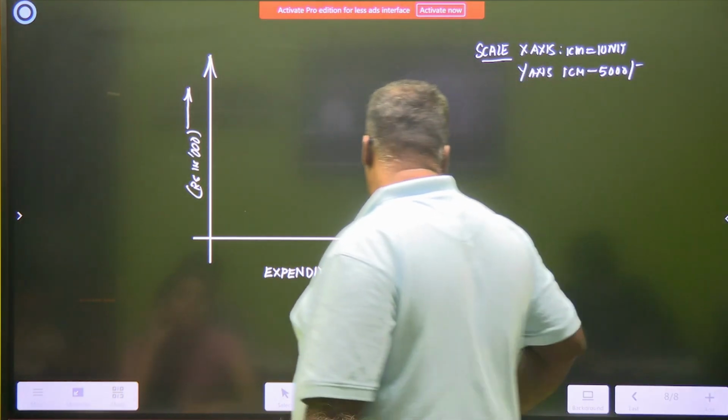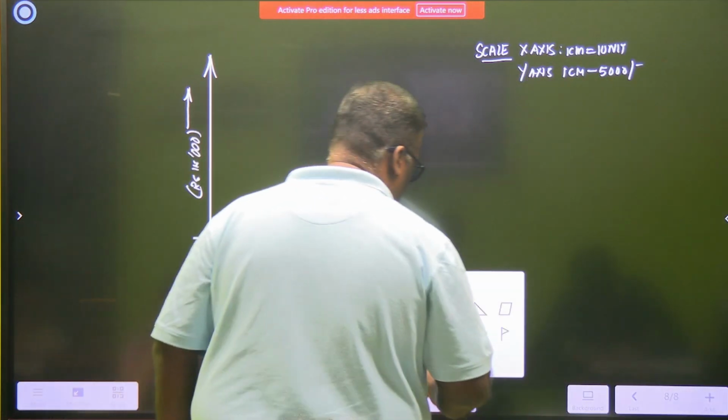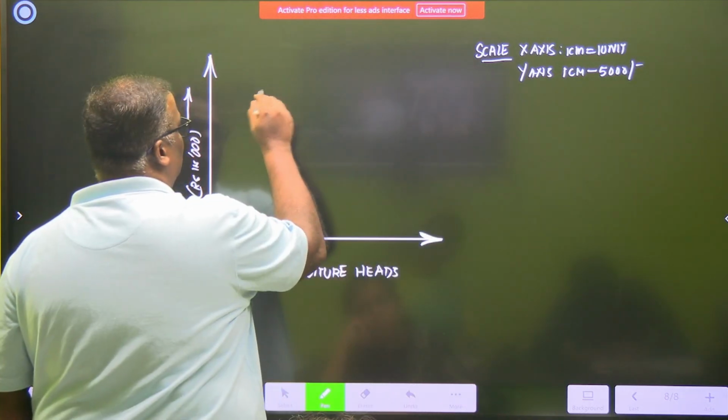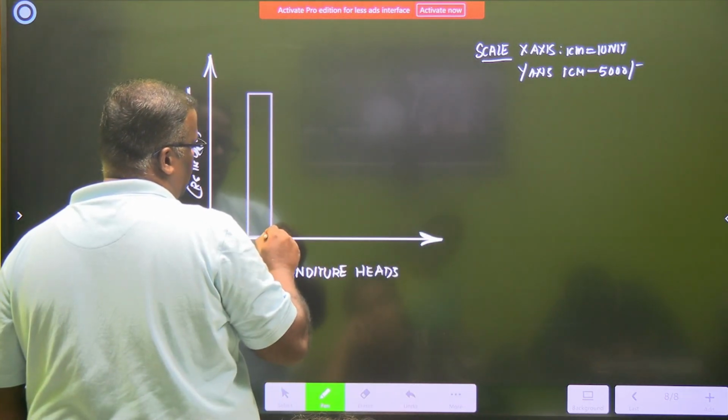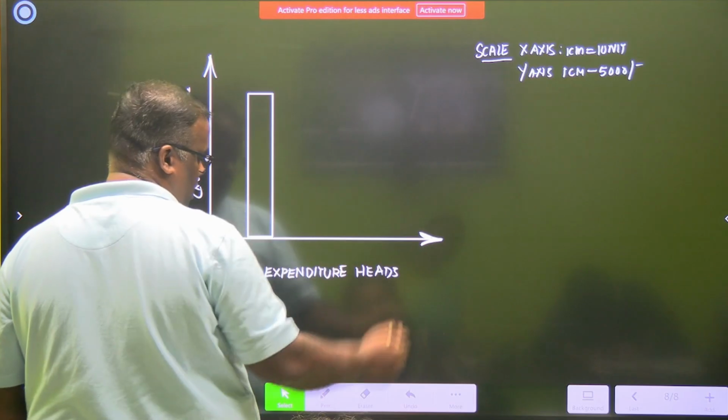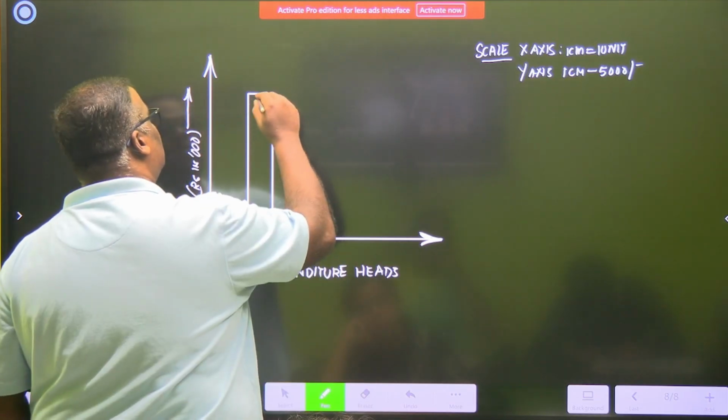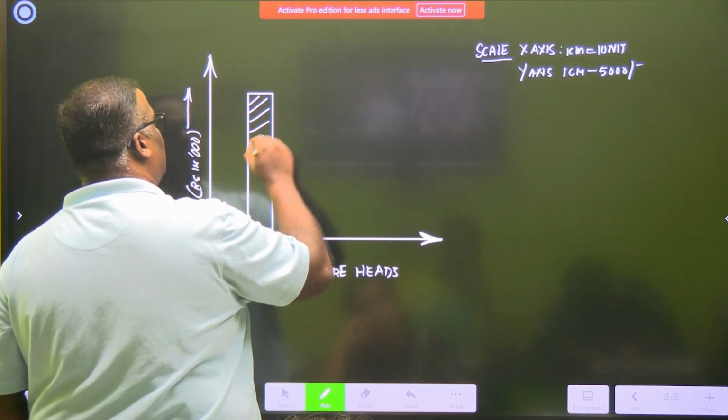To make your graphs more nice and beautiful, if you have time, then you can always put your bar graphs in this manner, as beautiful as you can make them. And later on, if you have time, you can also shade your graphs, make them look beautiful.